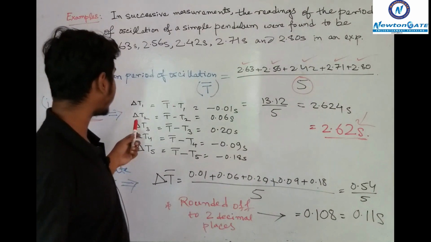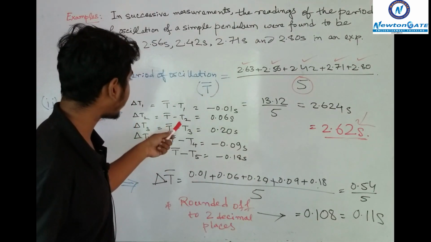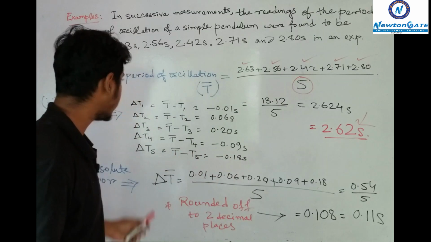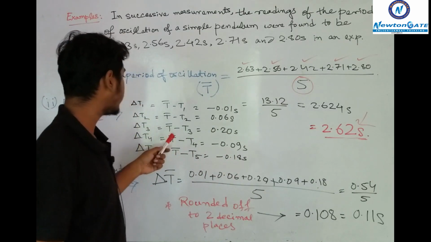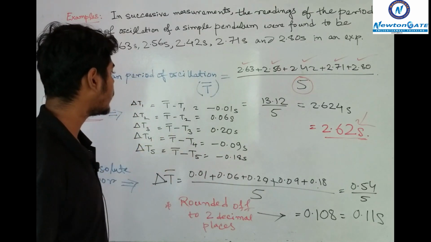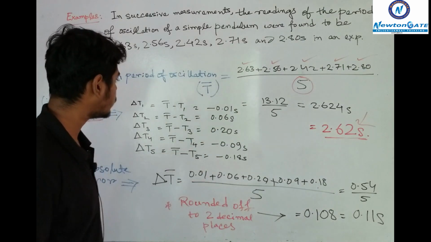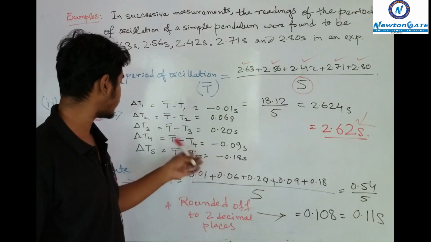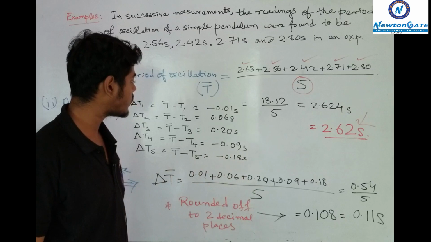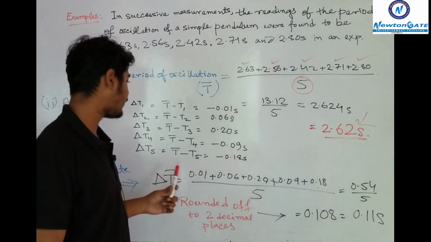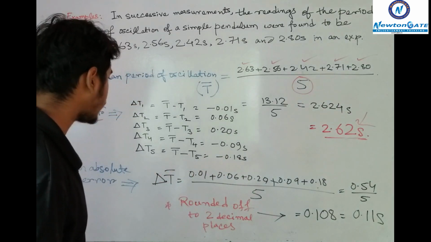Next is delta T2, that is T bar minus T2, we get 0.06. Delta T3, that is T bar minus T3, we get 0.20 seconds. Next is delta T4, minus 0.09 seconds. Delta T5 we get minus 0.18 seconds.